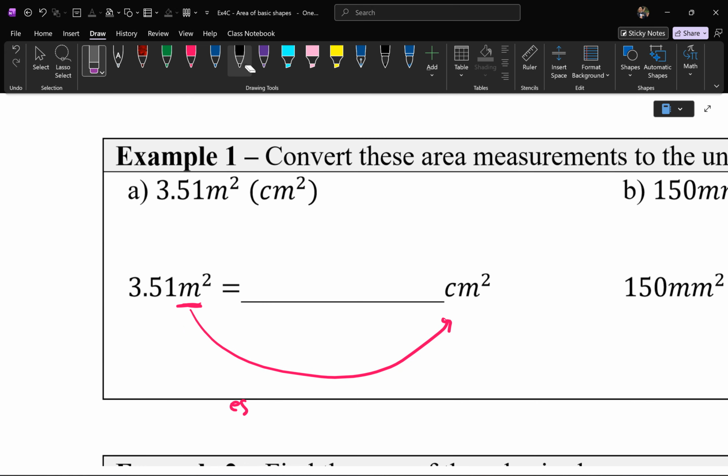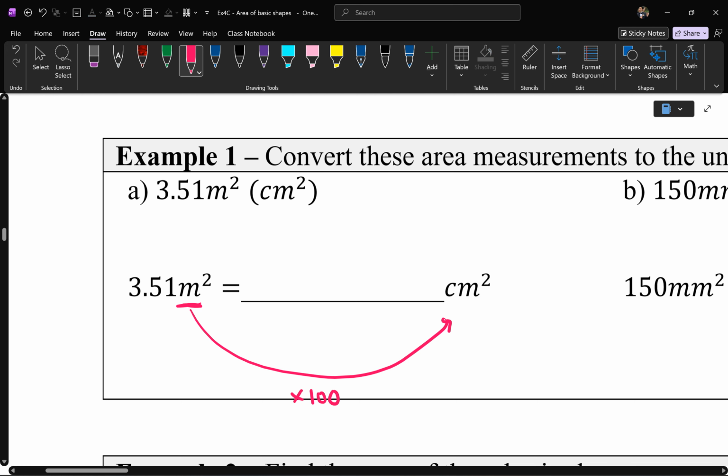So we're now trying to convert 3.51 squared meters into squared centimeters. Looking at your chart, how do you convert squared meters to squared centimeters? Can I please have, let's go with Leon. What's the method? Times 100.